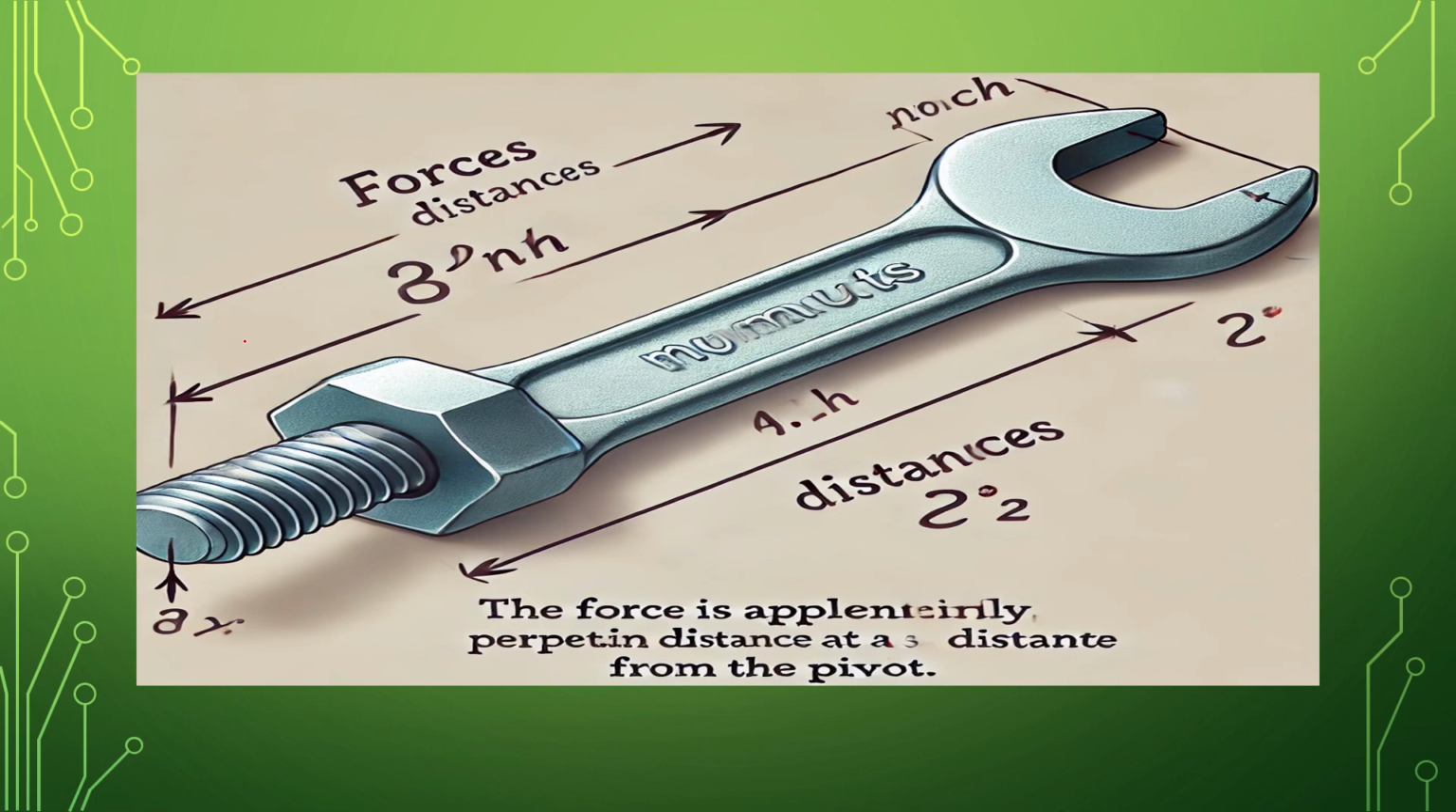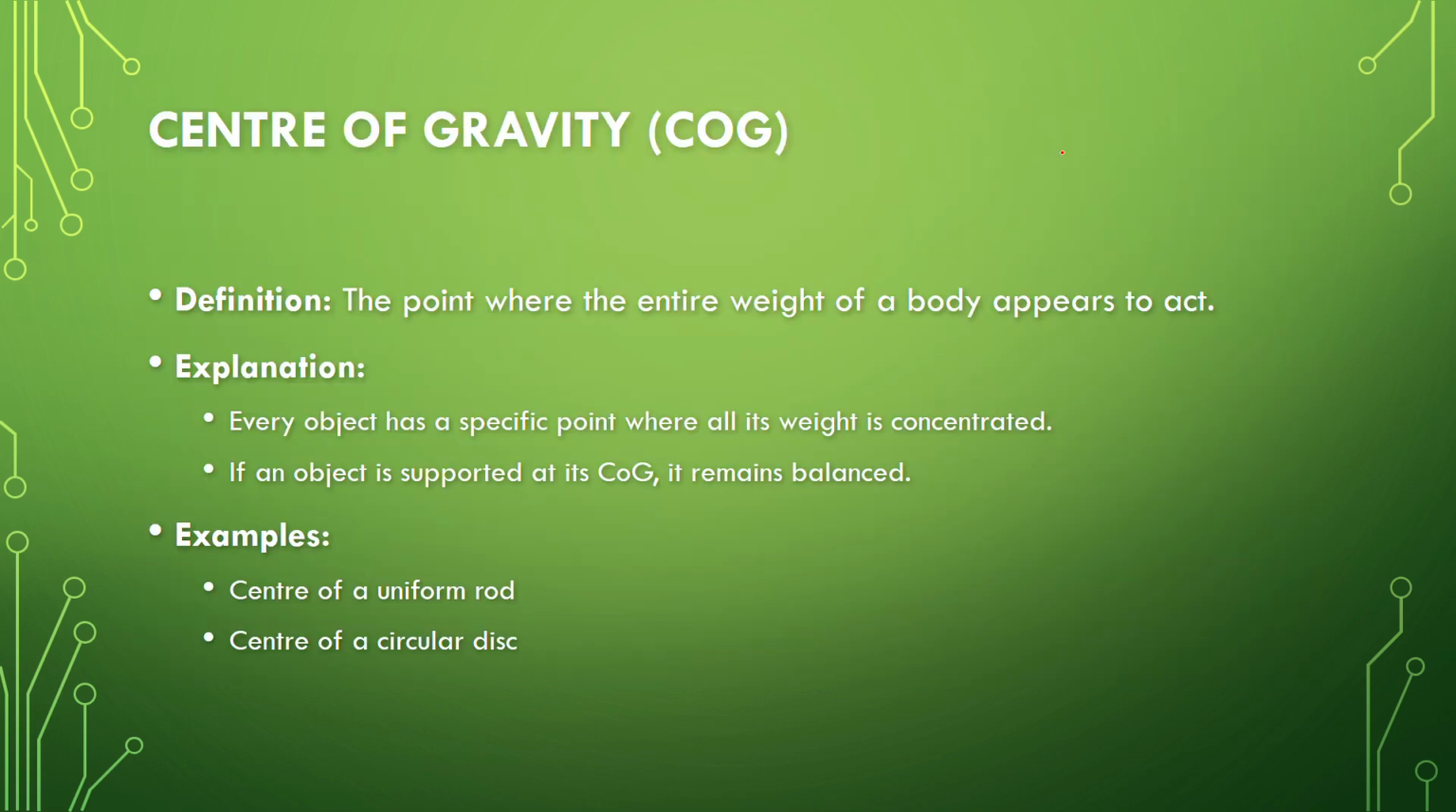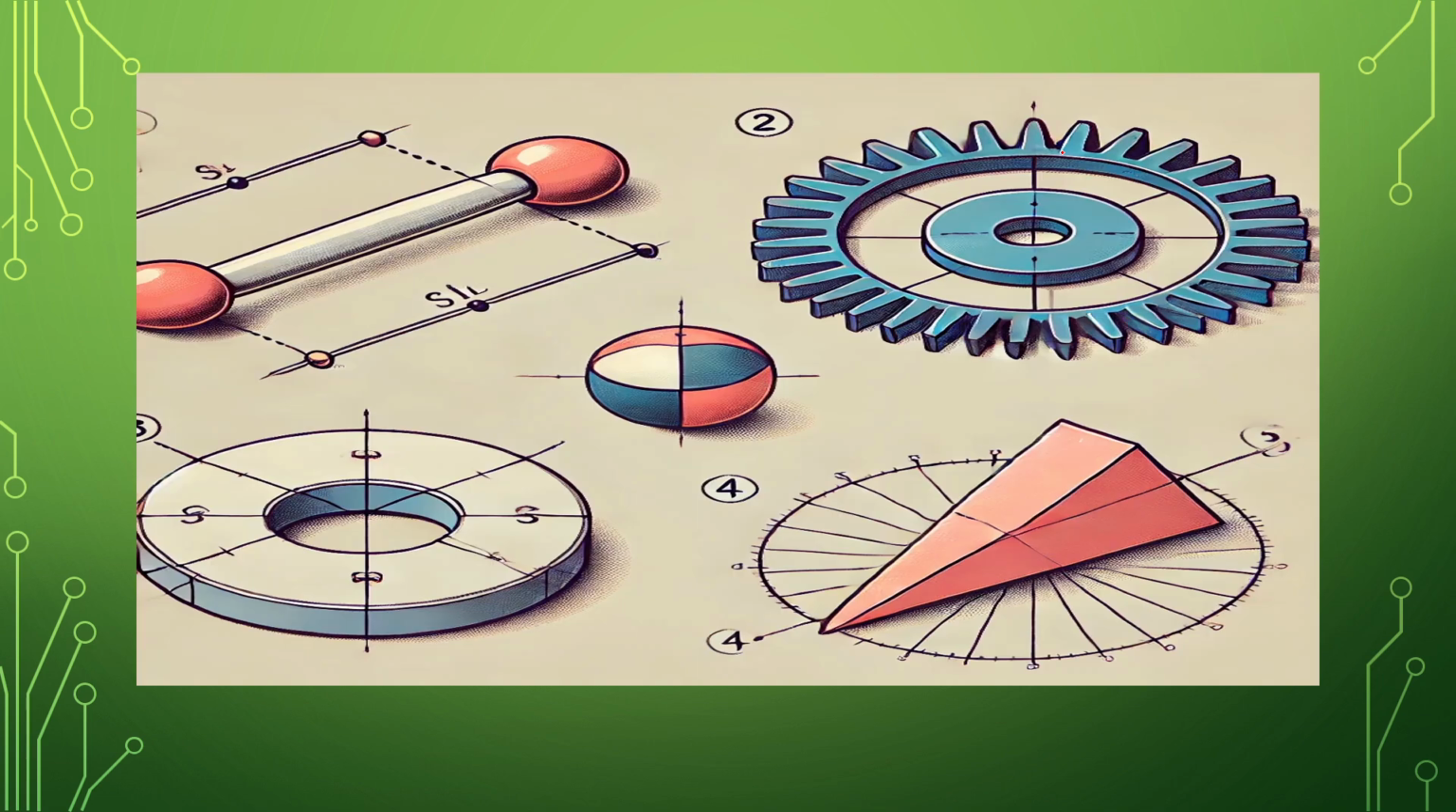So let's move ahead, and this is just a diagram showing the same problem. Just watch it. Center of gravity, this is the main topic. There may be diagram based questions on this topic. Definition of center of gravity: the point where the entire weight of the body appears to act. So this is a circle here. Take the center from all sides of this circle and it acts here. So the center of gravity of this is here.